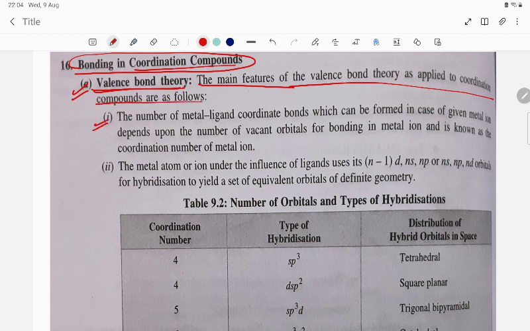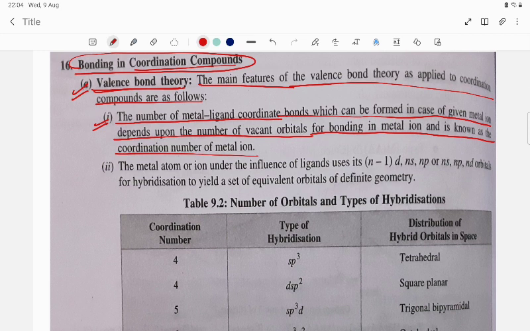The first point: the number of metal-ligand coordinate bonds which can be formed in the case of a given metal ion depends upon the number of vacant orbitals available for bonding in the metal ion, and is known as the coordination number of the metal ion. So it does not depend on how many ligands are there. It depends on how many vacant orbitals are there with the central metal atom in which the lone pair of electrons can be transferred. So that is the first point.